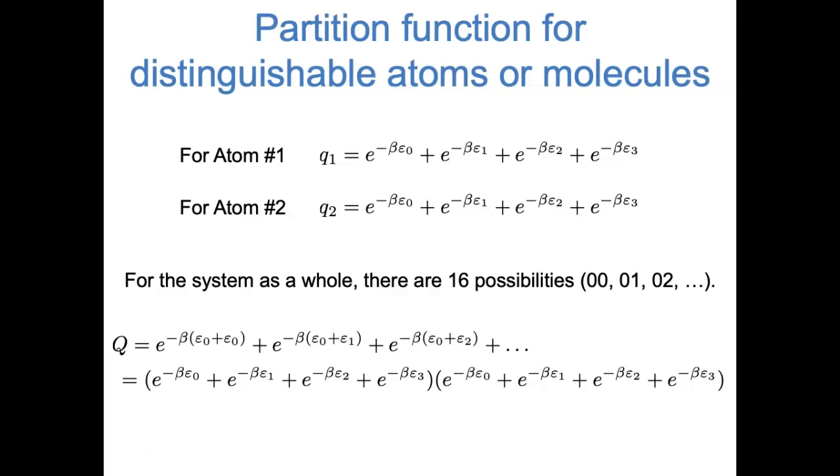I highly suggest that you take some time to check my math on this rather than taking my word for it. And finally, I want you to notice that each of these sets of 4 terms is identical to the 1-particle partition functions above, Q1 and Q2. So we can rewrite this 2-particle partition function, capital Q, as the product of Q1 times Q2, the partition functions corresponding to each individual atom.